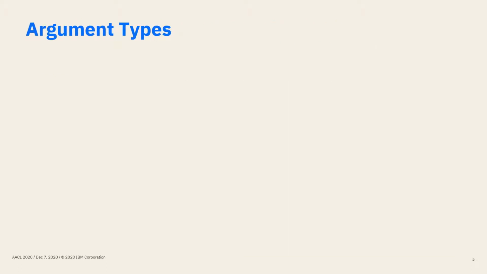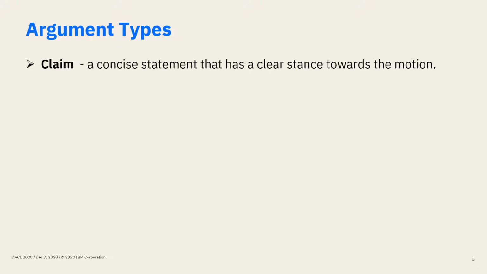Before we move forward to describe the argument mining solution, let's have a look at the argument types that the debater's system is designed to detect. The first type is claim, a concise statement that has a clear stance towards the motion.